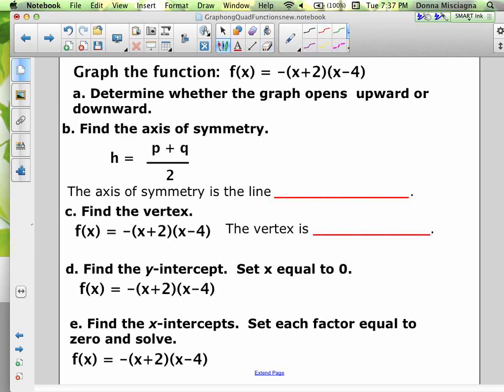Since a equals negative 1, our graph opens downward. Or I could say it's concave down.